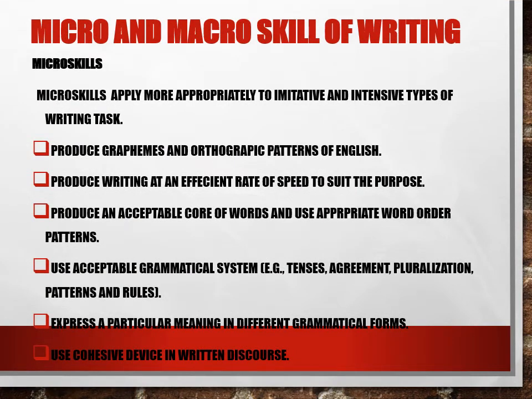And the next, micro and macro skills of writing. The first, micro skills. Micro skills apply more appropriately to imitative and intensive types of writing tasks. The first, produce graphemes and orthographic patterns of English. The second, produce writing at an efficient rate of speed to suit the purpose. Third, produce an acceptable core of words and use appropriate word order patterns. Fourth, use acceptable grammatical systems, such as tenses, agreement, pluralization, patterns, and rules. And then express a particular meaning in different grammatical forms. And the last, use cohesive devices in written discourse.